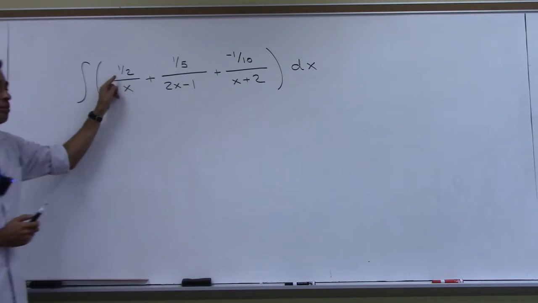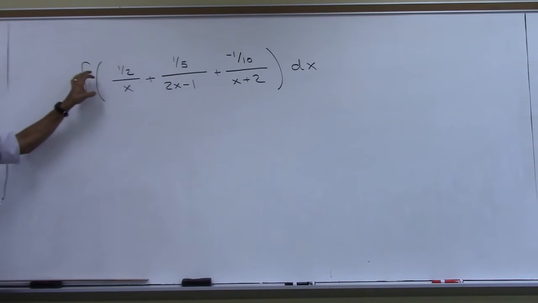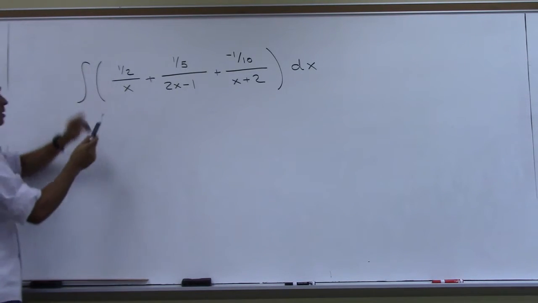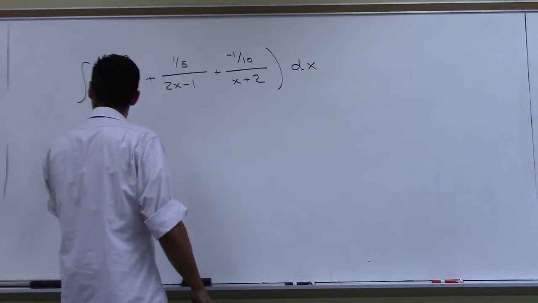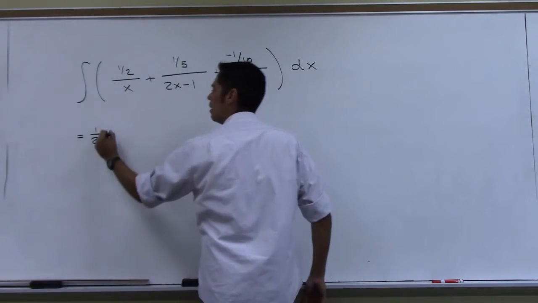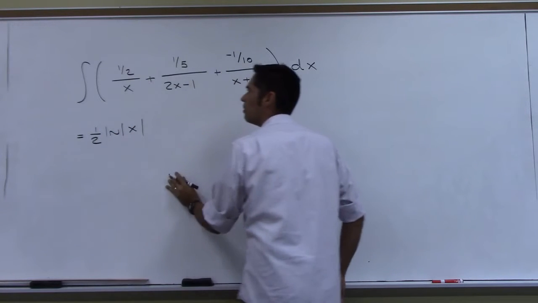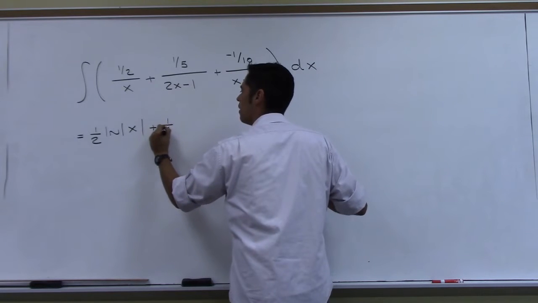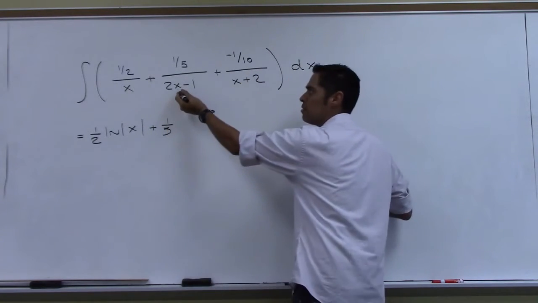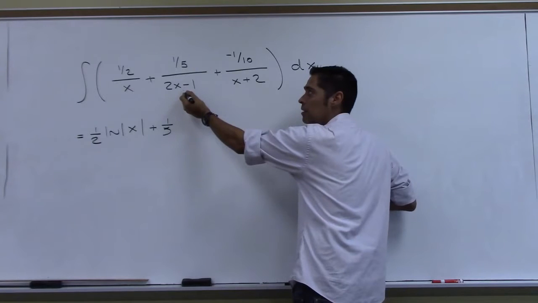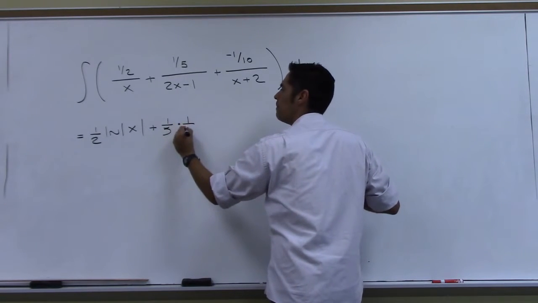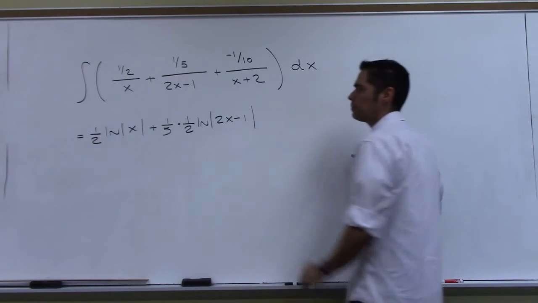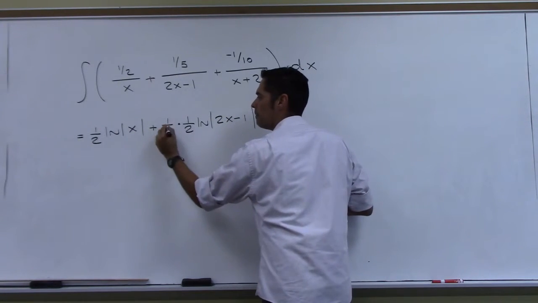Now this 1/2, when I do my integration, can come out because it's a constant, right? The antiderivative of 1 over x is natural log of x. So I'm ready for antiderivative now. 1/2 came out, natural log absolute value of x. This 1/5 will come out, plus 1/5. What is the antiderivative of this? And you have to be careful here. 1/2 natural log of 2x minus 1. This is a 5. Let me fix that.